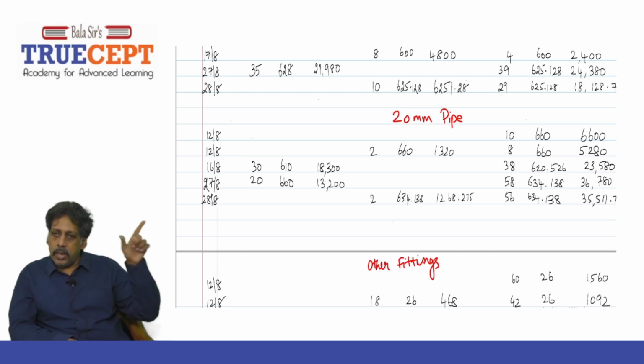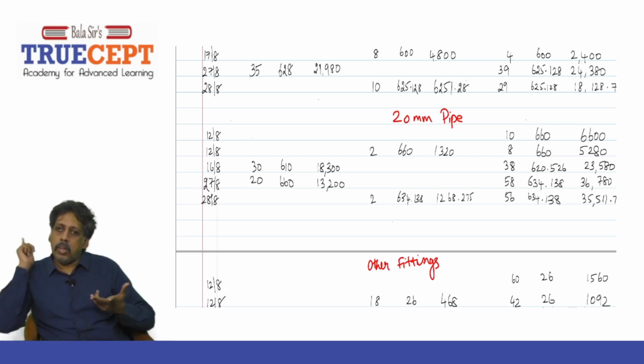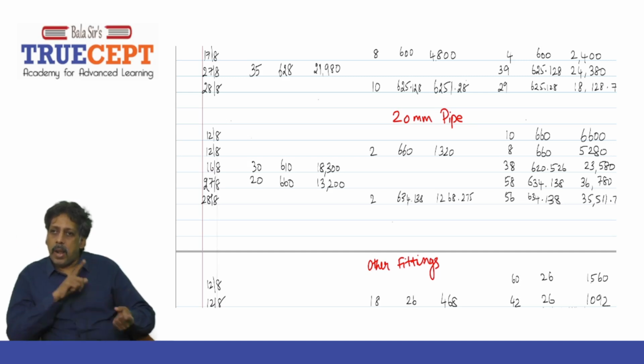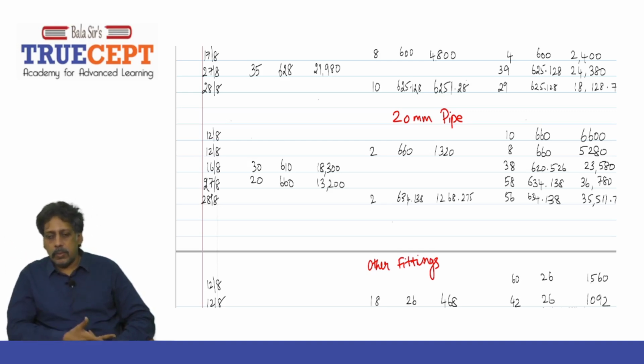Then the next day, 16th August, you bought 30 units at 610 rupees, 18,300. When you do the balance, please add up the units already there: 8 units plus 30 units, in all 38 units. And the amount you add up: 5,280 plus 18,300, in all 23,580. Then divide 23,580 by 38 and you get the average cost per unit: 620.526. That is the average cost.